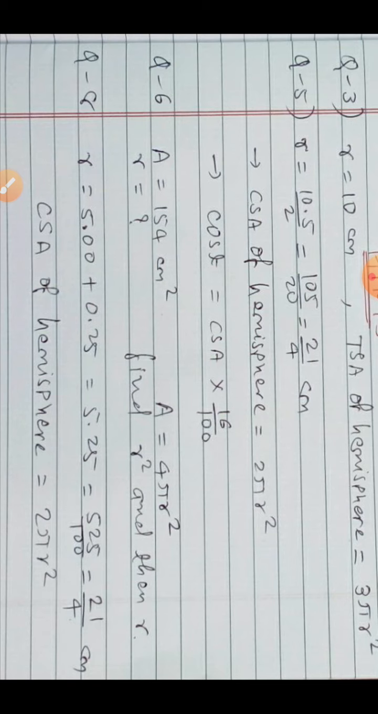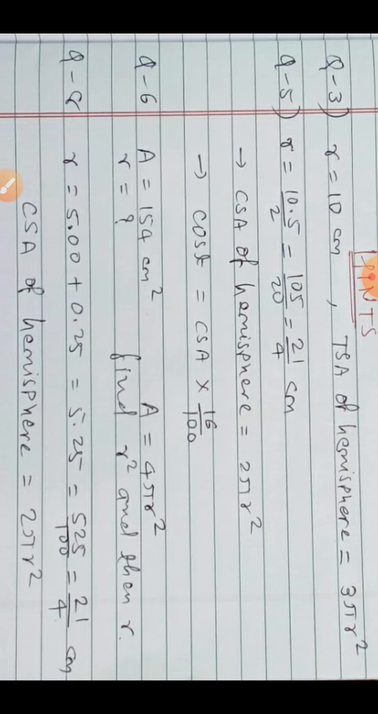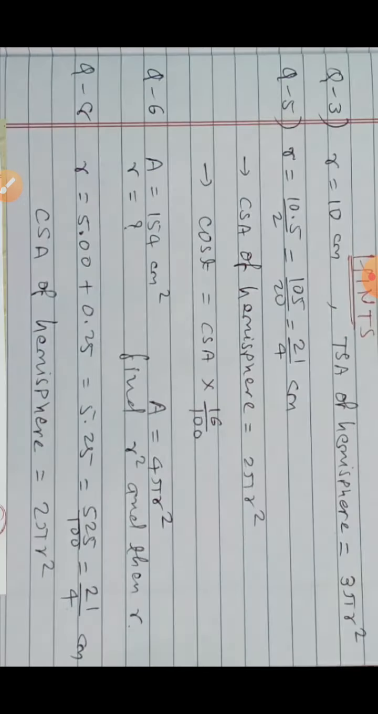Why again CSA? We already discussed it in question number 5. It is the case of a bowl only. So all questions are of the same type only. Only in some particular questions there is a little difference. Otherwise all questions are of similar type. So I think you understand and you will do homework by solving the sums according to the given hints.